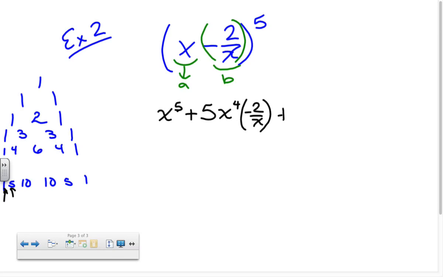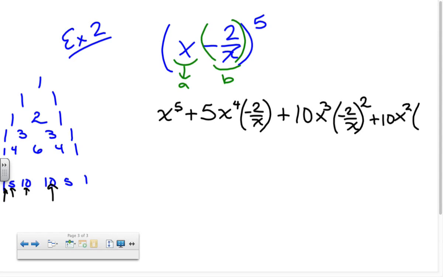Now we're going to do the next one. My coefficient on the third term is 10. So it's 10. x is my first term. Remember now the exponents are going down. We want 5, 4, 3, times negative 2 over x. My exponents are now going up. This had a power of 1. This has a power of 2. Okay, plus my coefficient for the next term is 10. 10 times x. Remember, we're going down now, 2. Okay, and my b value is going up to the third.